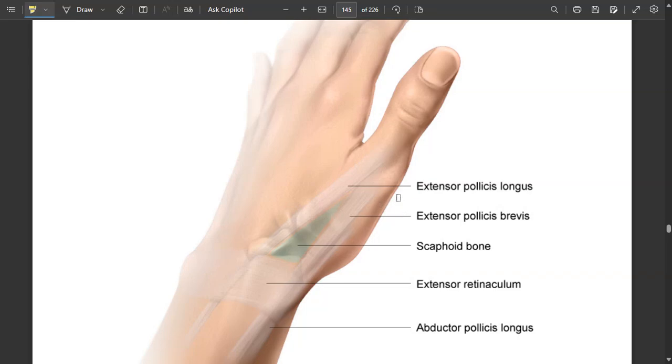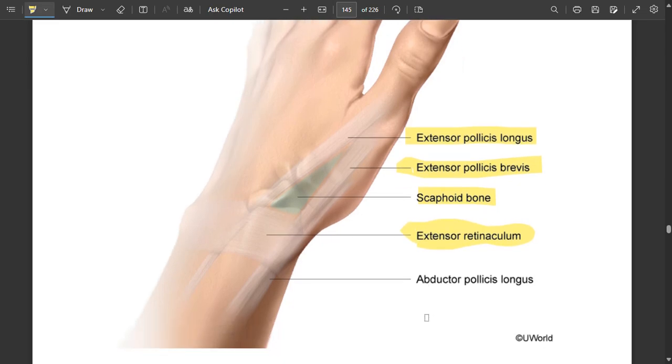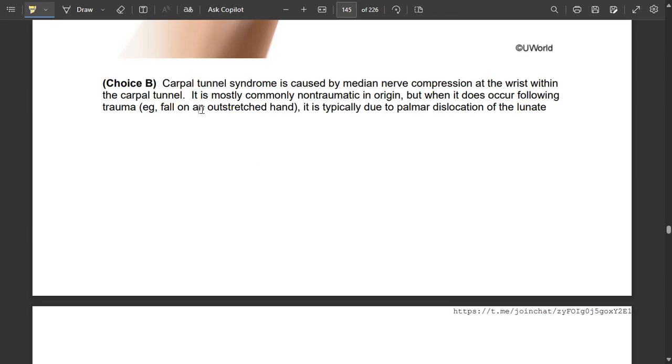So the anatomical snuffbox is formed by the extensor pollicis longus on the medial side, the extensor pollicis brevis and abductor pollicis longus on the lateral side, the scaphoid bone at the base, and the extensor retinaculum, from which the radial nerve passes.